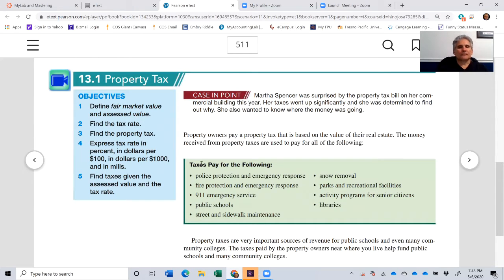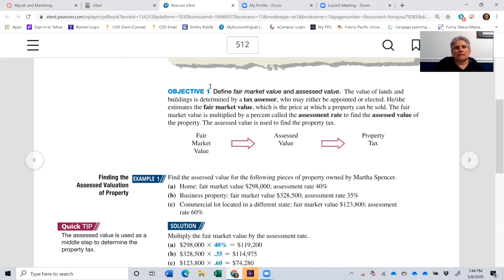Okay, property taxes. Most people who own property, usually we're talking about real property like homes, will pay what's called property taxes. And the money that's generated for property taxes is used to pay for police protection, fire protection, emergency response, 911 emergency services, public schools, street and sidewalk maintenance, snow removal, parks and recreational facilities, activity programs for seniors, and libraries.